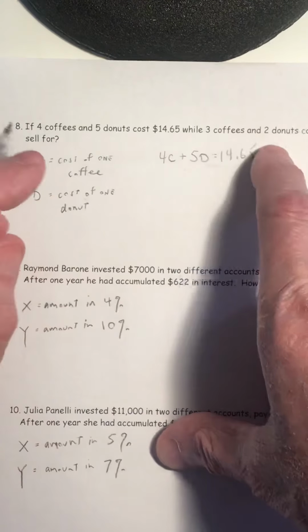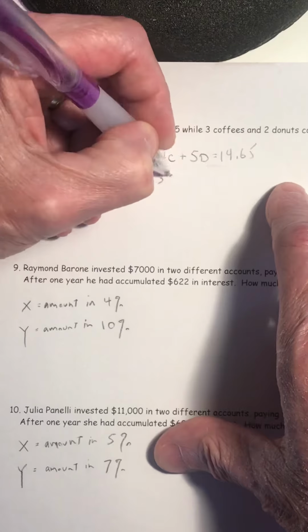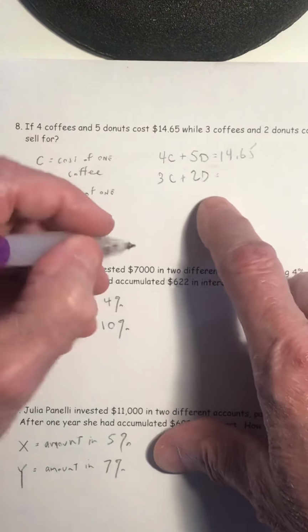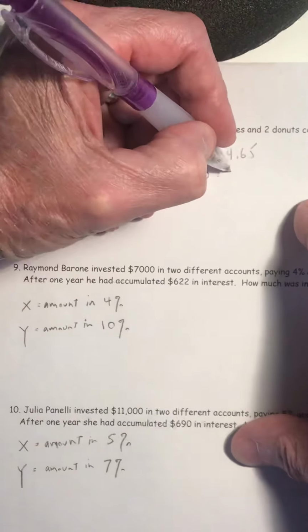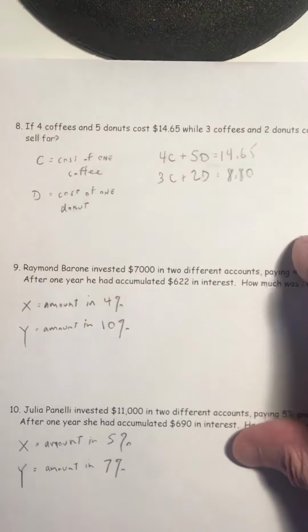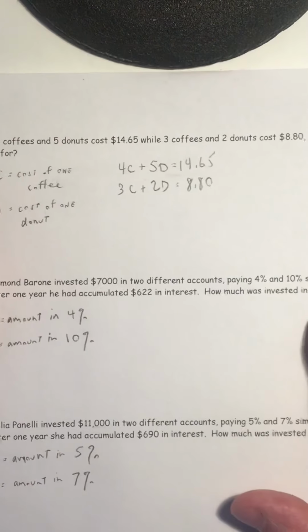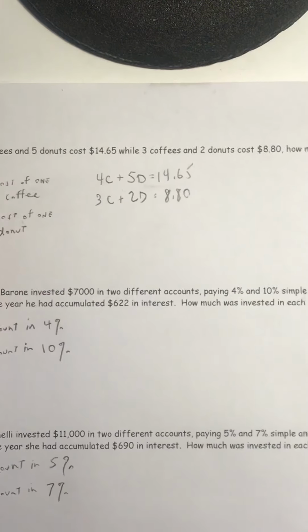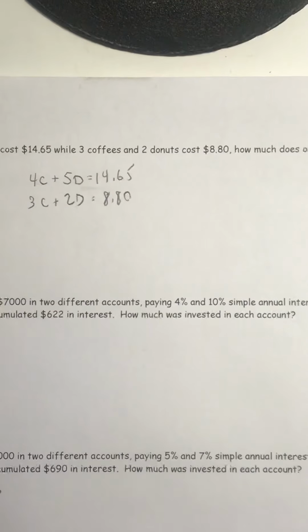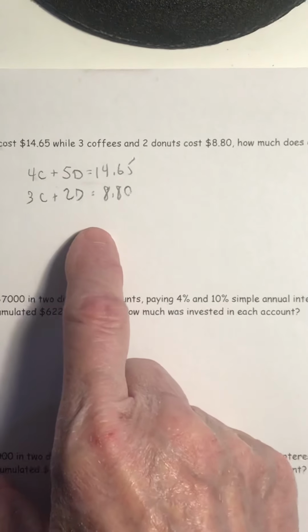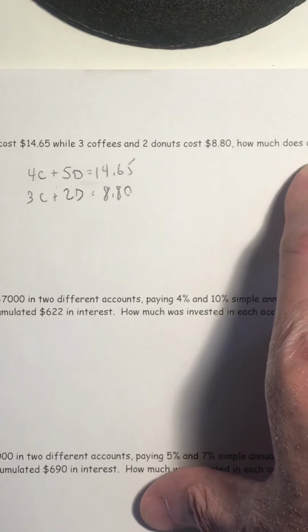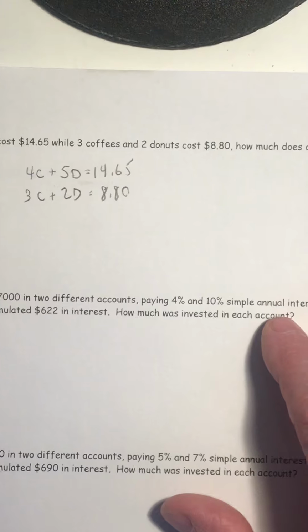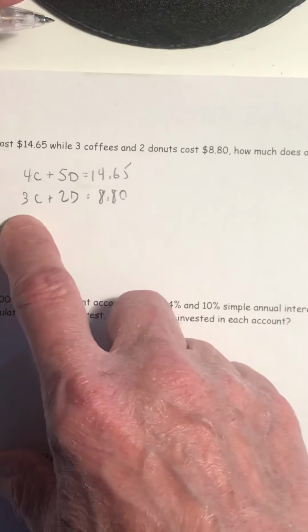Second part of it says 3 coffees and 2 donuts. Here's 3 coffees plus 2 donuts would cost 3C plus 2D amount of money, and that was $8.80. So now we have a system of equations that reflects the story we've been told, and now we can forget all about coffee and donuts for a minute and just solve this for, I guess we want to solve it for D, because the question says how much does one donut cost. We'll find both anyhow, but just thought I'd mention that.